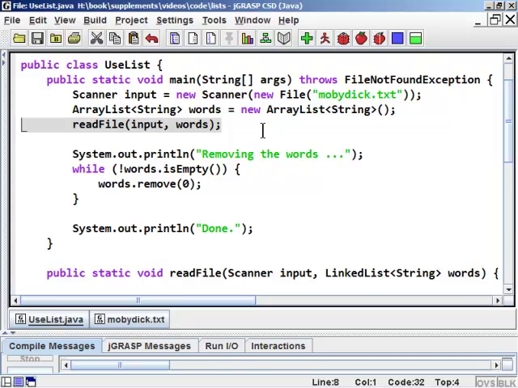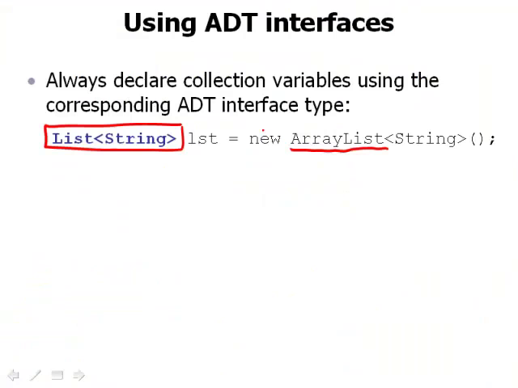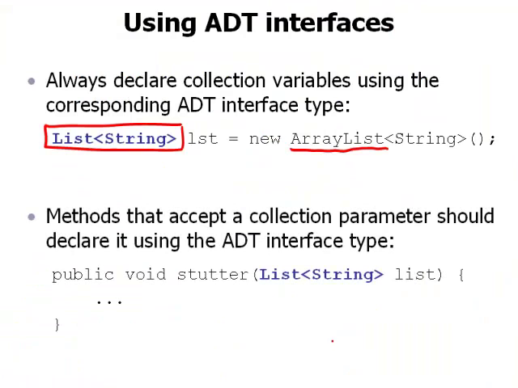So a nice way to use these interfaces here is that you can make a method that accepts a parameter whose type is one of these ADT interfaces. That means you can pass any kind of list to this method and it'll handle it just the same because all those classes have the same methods.